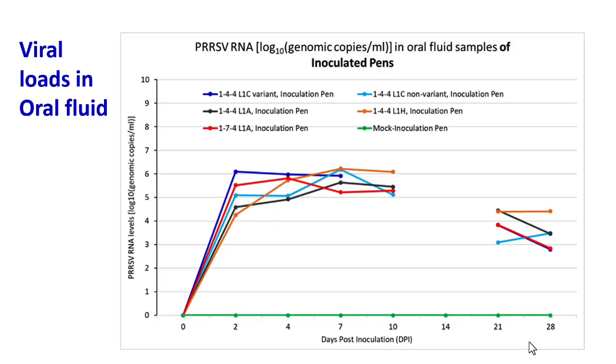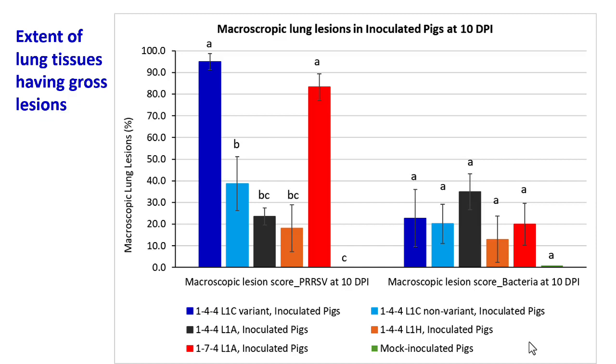So this is the viral load in oral fluid. You can see we missed some because some pigs were really sick. They were not interested in chewing the rope, so we couldn't collect the oral fluid at some time points. It's pretty similar to the viremia. The trend is there: the L1C variant has a high level in oral fluid compared to other groups.